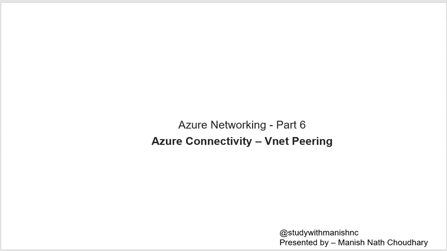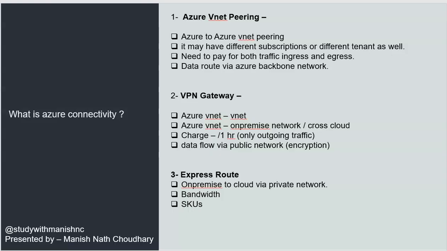In this topic we want to discuss Azure connectivity, and especially we want to understand what is VNet peering. So first we need to understand what is Azure connectivity. There are three types of Azure connectivity available. Connectivity means we want to connect two networks. So how are the two networks connecting together?